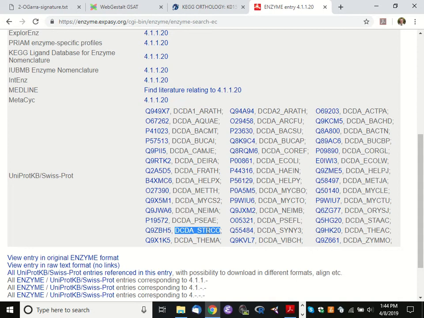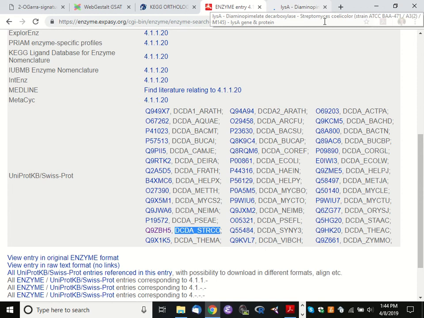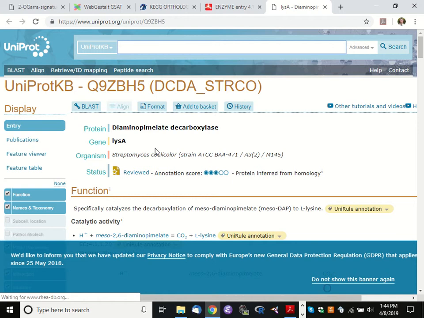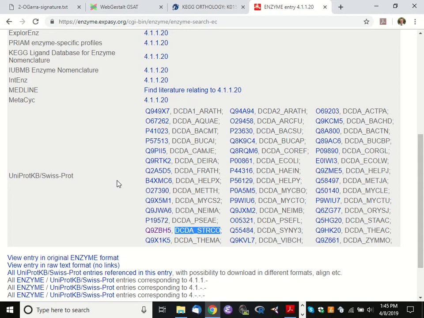I don't actually know what that is. If I open the link, it should pop directly to the UniProt entry. Oh, that is from Streptomyces coelicolor. All right, well, in any case, I want you to think about something really remarkable that this is showing us about the evolution of life on this planet.